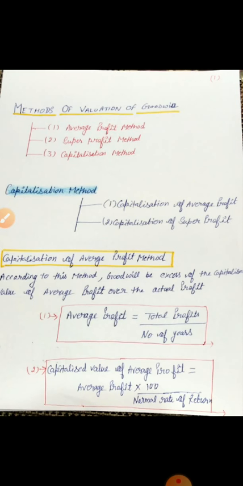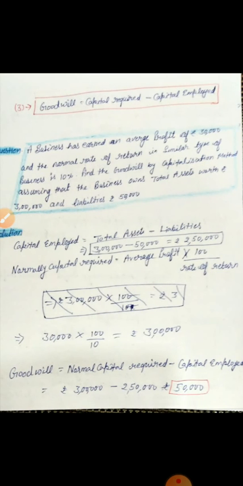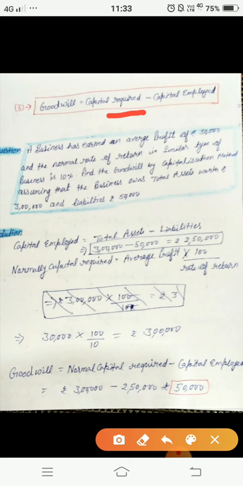And the third term that will be given to you in the question is the actual capital invested. So the third thing is calculation of goodwill. The formula is capital required, which you have calculated by capitalizing the average profit, minus capital employed. This is given in the question. We will make this method more clear by solving a question.